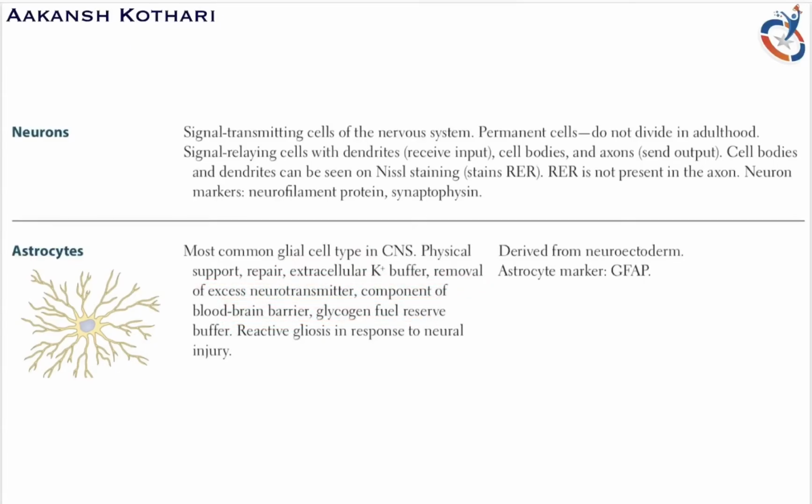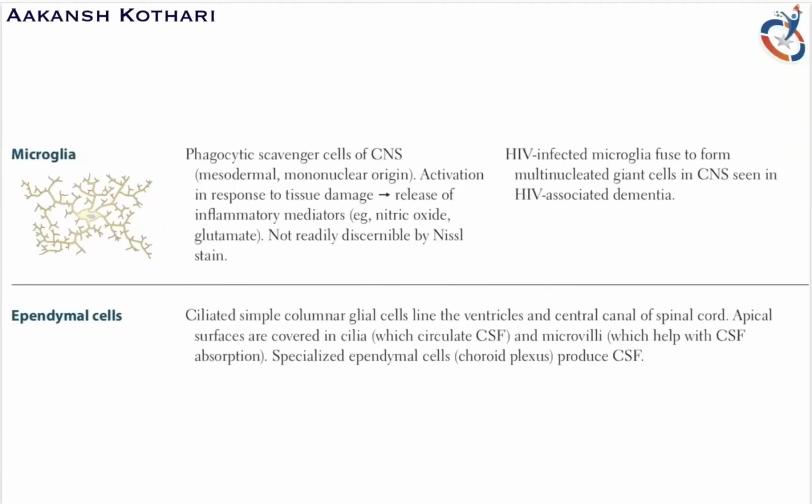Now there can be reactive gliosis in response to neural injury. Okay, so whenever there is a neural injury, there can be reactive gliosis. Now, astrocytes are derived from neuroectoderm, and the astrocyte marker is GFAP, that means glial fibrillary acidic protein. Is this clear?